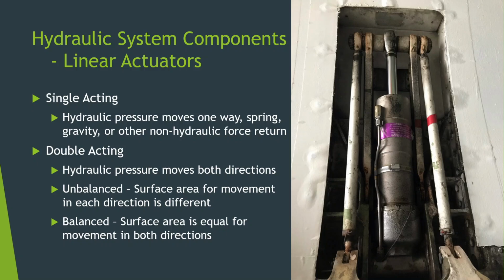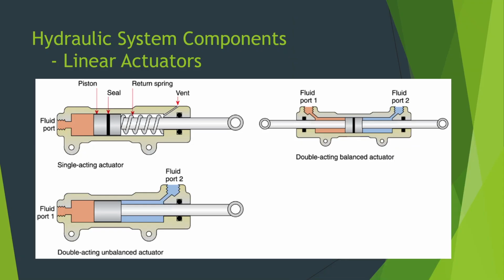So if you have an actuator with two different size surface areas, you're going to have a different force pushing in each direction. And so that's where the term balanced versus unbalanced. In a balanced actuator, we have equal surface, and I'll show you here some diagrams, some cutaways that show how each of these are done.